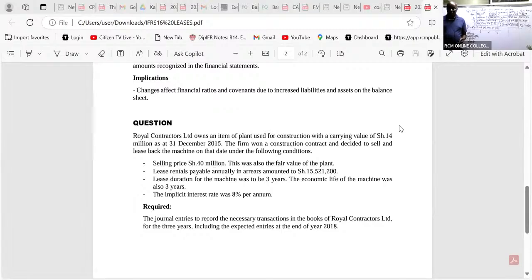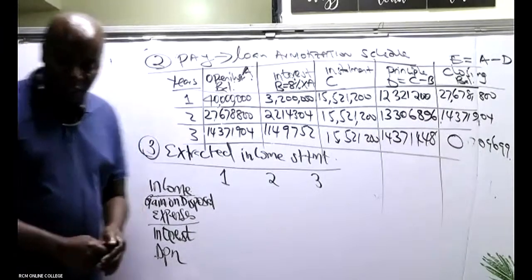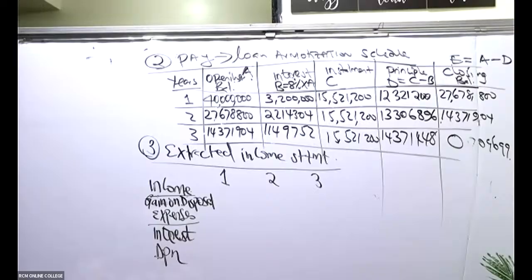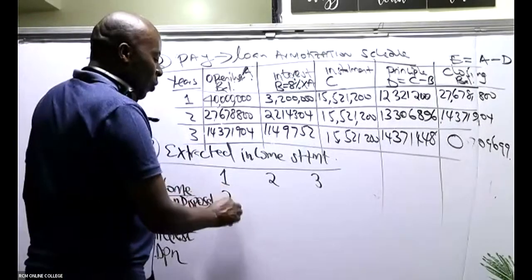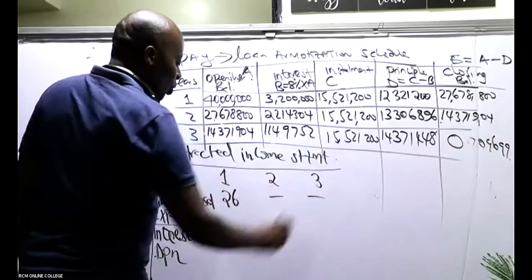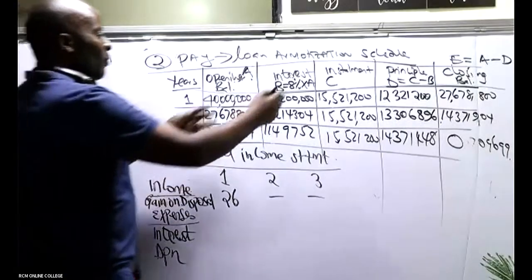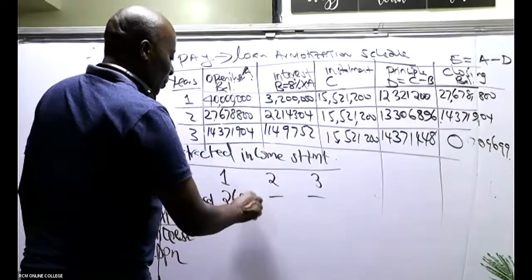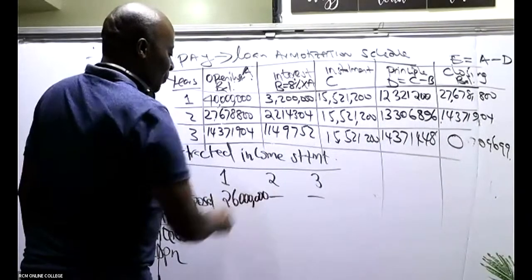So then 40 minus 14, that will give us how much? Somebody please give me that figure. 40 minus 14, that will give me a disposal income of how much? 26. Remember, that will be booked on year one. Nowhere else. So in the first year, this then has to be 26 million. Has to be consistent.